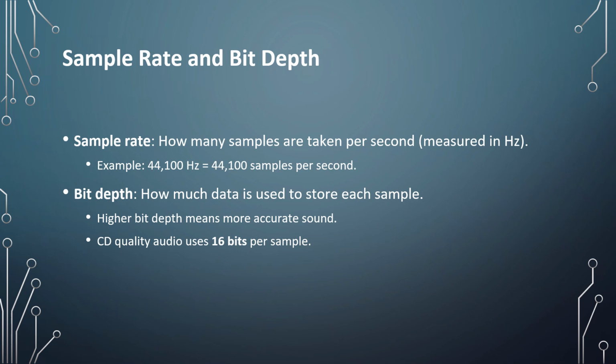For example, 44,100 hertz is equal to 44,100 samples per second. Bit depth is how much data is used to store each sample. Higher bit depth means more accurate sounds, and CD quality audio uses 16 bits per sample.